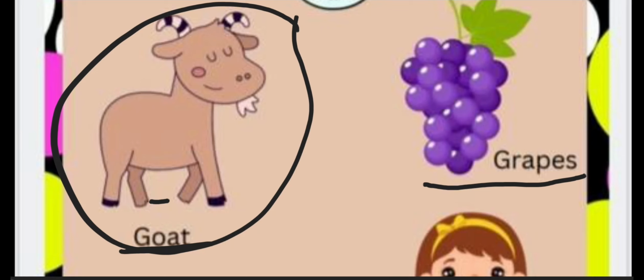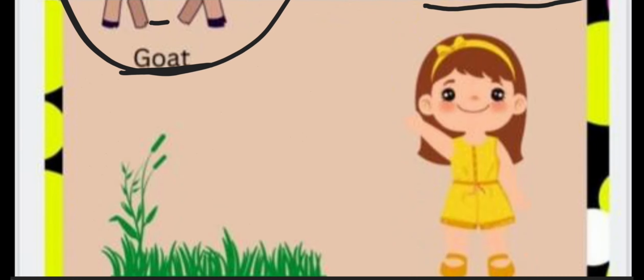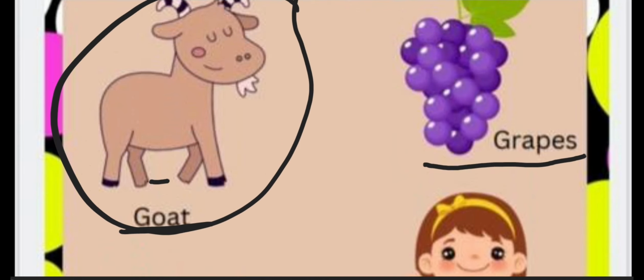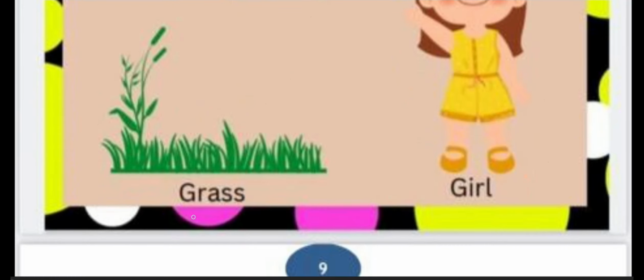Grapes. Grapes means anab. Do you like grapes? Yes, excellent. I like grapes. How do you say I like grapes? I like grapes. Okay. What is this?